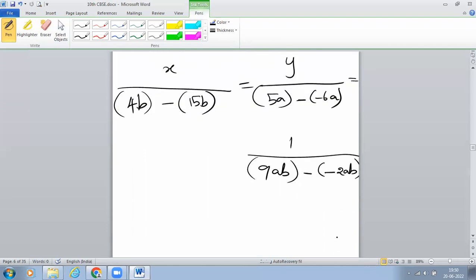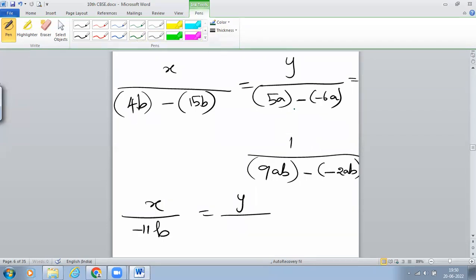Okay, now listen. We have to simplify it further. So what we'll get is x by, listen, 4b minus 15b. What is 4b minus 15b? 4 minus 15 is minus 11, so minus 11b, which is equal to y divided by 5a. What is minus into minus? Minus into minus is plus.